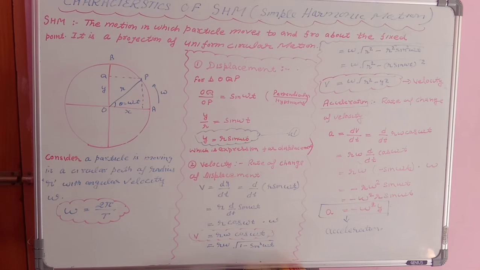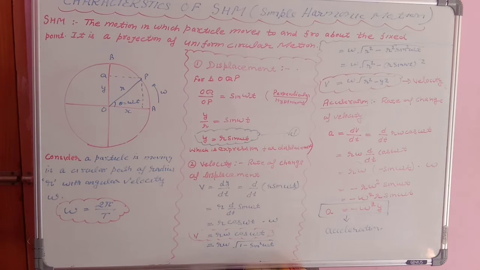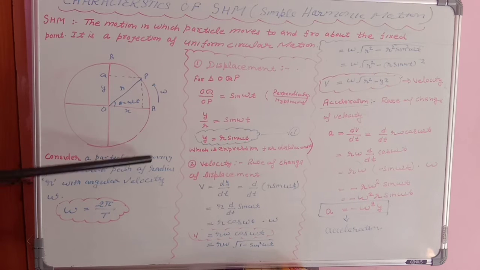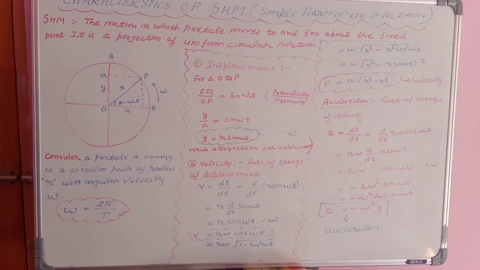Dear students, this simple harmonic motion is a projection of uniform circular motion. Projection means in one of its quadrants you can show the simple harmonic motion. So let us see. You can see the diagram on the left side of this board, and we have taken here one particle which is moving in this circular path. But we have not included a whole circle in our topic, I have taken one quadrant.